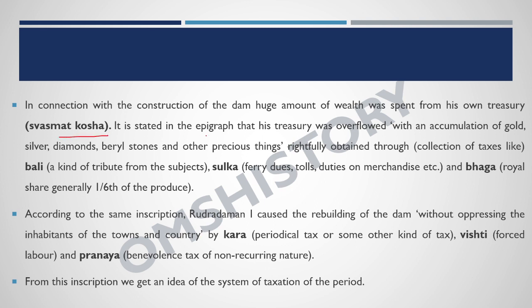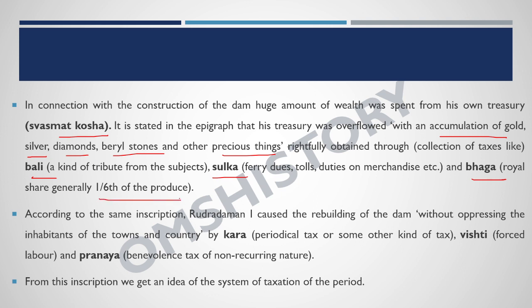And it is stated in the epigraph that his treasury was overflowing with an accumulation of gold, silver, diamond, beryl stones and other precious things, rightfully obtained through the collection of taxes like Bali, Sulk or Bhag. Bali was a kind of tribute from the subjects. Sulk was ferry dues, tolls, duties on merchants. And Bhag was the royal share, generally 1/6 of the produce.